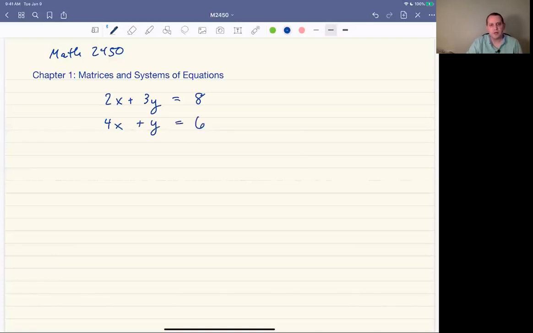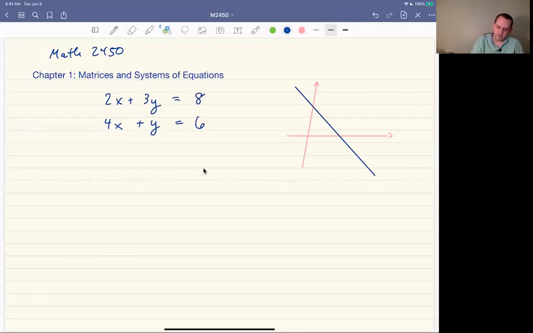And I want to think about what the solution of this system is going to be. One thing that's going to be very helpful as we go along and think about these systems of equations is to think about this problem geometrically. If you think about these as lines, these are going to be my axes here, so we have our xy axis. We have the line 2x plus 3y equals 8. That's going to look something like that. I'm not being very careful here. And then we have 4x plus y equals 6. So let's think about what that's going to look like.